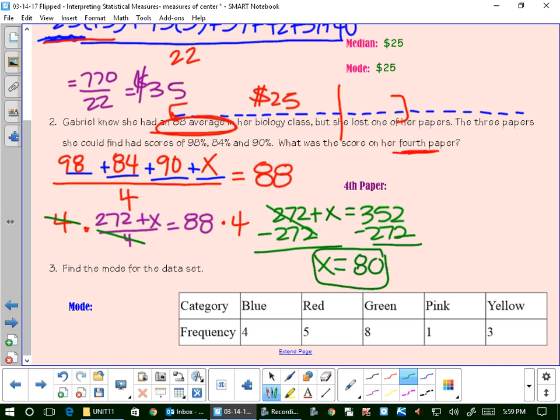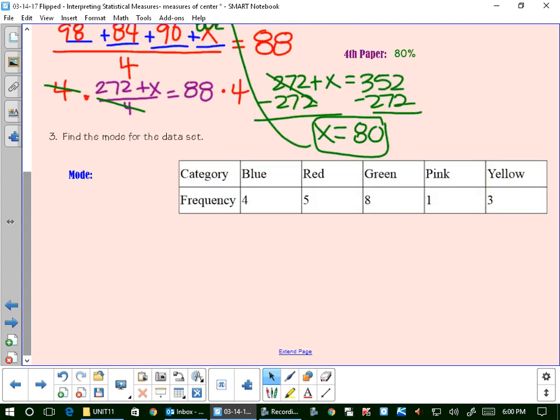Okay, and the question was asking what was the score on her 4th paper? Well, the score on her 4th paper was an 80. And if you wanted to check your work, you can go back and plug in 80, divide by 4, and see if it gives you an 88. 98 plus 84 plus 90 plus 80 divided by 4, guess what it gave me? An 88. Okay, so that's an easy way to check your answer.